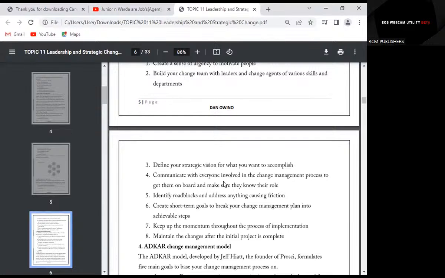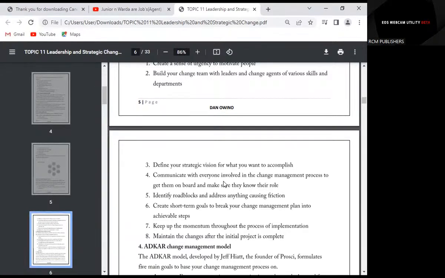The next is communicate with everyone. So what are you communicating with everyone? You are communicating the strategic vision to every concerned party or person affected by the change process. They must be able to understand the vision for the company. Number 5, identify roadblocks or challenges and address anything causing friction. Then 6, create short-term goals to break your change management plan into achievable steps.